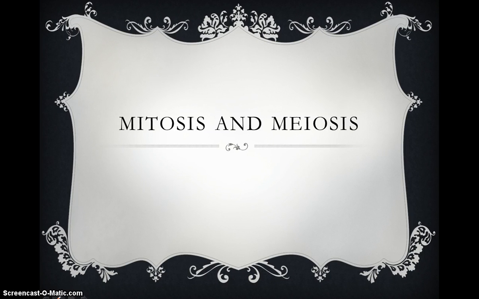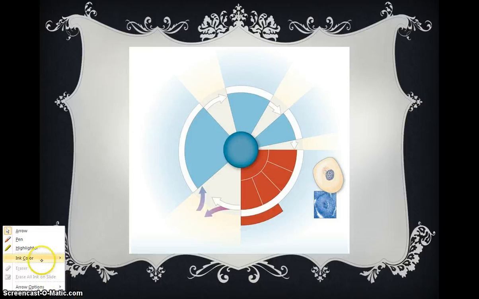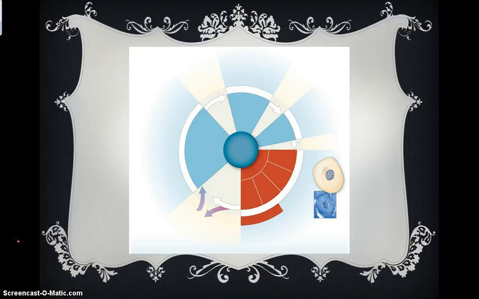In order to grow and to heal, our bodies need the ability to produce additional cells. Every cell has a cell cycle. Within that cell cycle is mitosis and meiosis, which is carried out by reproductive cells. So the cell cycle for our cells is on average 24 hours long.